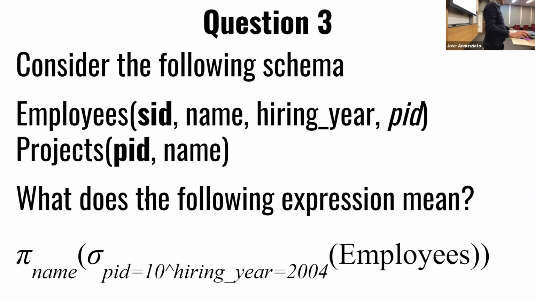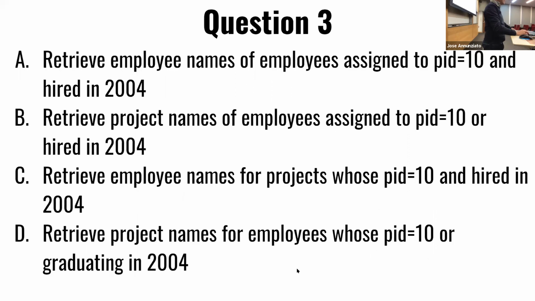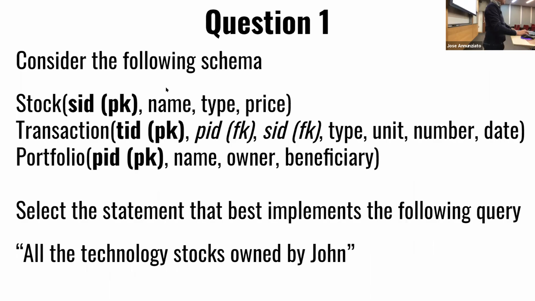Here's another one, which is just using the symbolic nomenclature, which is, you remember, pi means projection, sigma means select, and this is the and or, right? Or and, where PID is equal to 10 and hiring year is 2004. What does this mean? And then I give you a couple options, right? It retrieves all the employee names of employees assigned to project ID 10 and hired in 2004, which is the correct answer. Joins.